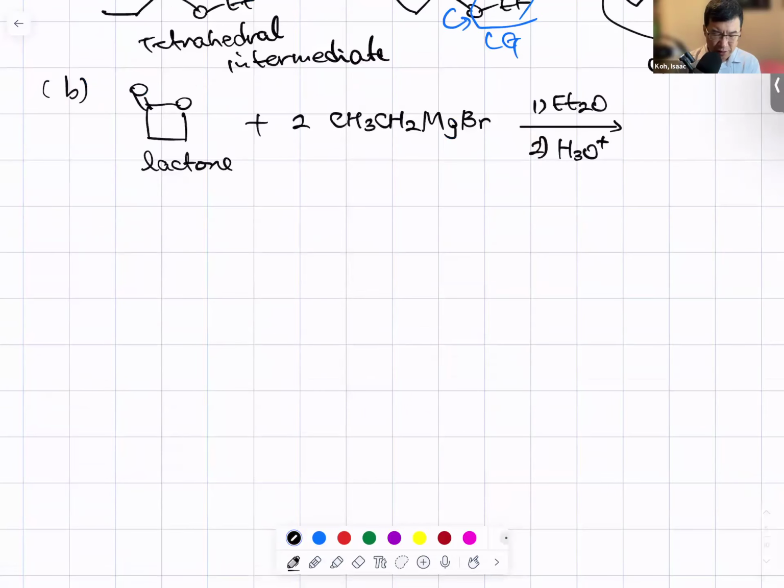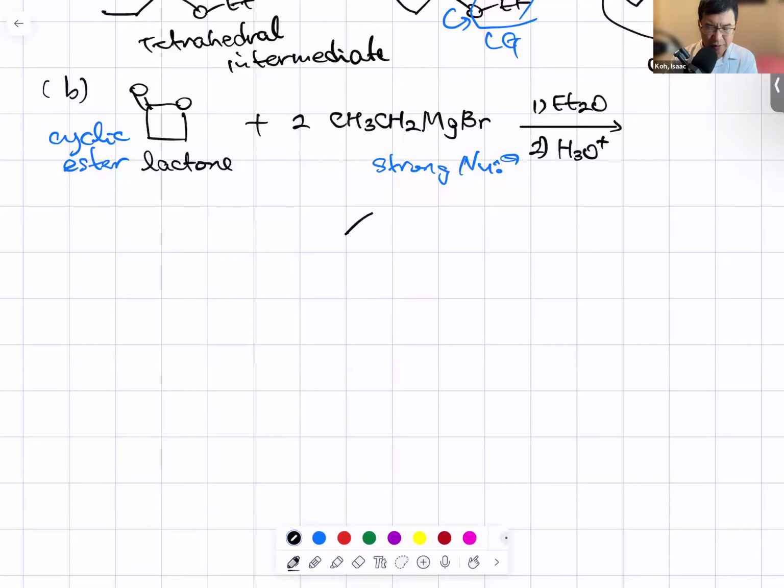Second, let's think about a cyclic ester, called lactone. We have four-member ring structure. We have a ring strain there. That's one of the motivations for the reaction going to the product side. We have ethyl magnesium bromide, Grignard reagent, and so this is very strong nucleophile, strong base.